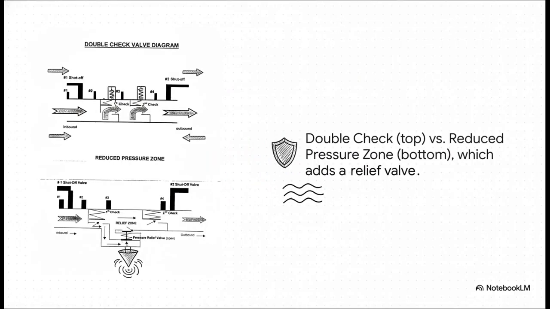Let's peek inside two of the most common testable devices. Up top, you see the double check. It's pretty straightforward, right? Two check valves in a row. But look at the one on the bottom, the reduced pressure zone, or RPZ. It also has two check valves, but see that extra piece in the middle? That's a differential pressure relief valve. That little valve is a game changer. It provides an extra layer of safety, which is why you see RPZs protecting against high-hazard situations.